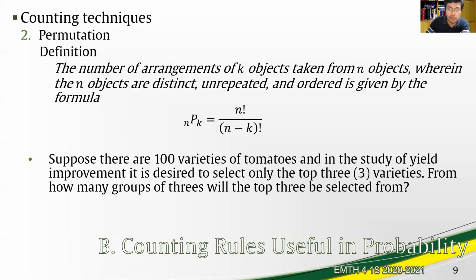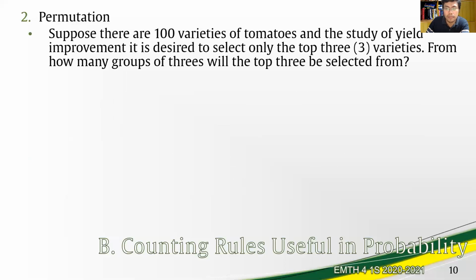Here's an example. Suppose there are 100 varieties of tomatoes commercially available, and the yield improvement study we have earlier talked about back in lecture 1 desires to select only the top 3 varieties for the study. What is being asked is the total number of combinations from among the 100 varieties available, from which the top 3 will be taken. This is a direct use of the derived permutation equation. So we have the equation. We simply make N equal to 100 and K equal to 3.